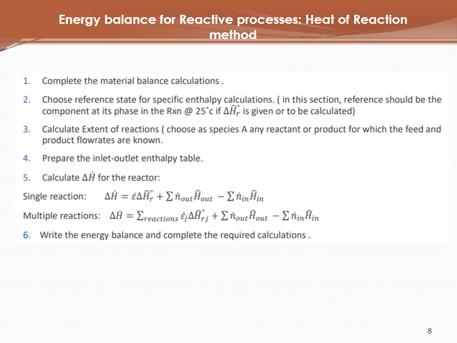Now we will do all of this for a specific problem that has a single reaction. Remember, the heat of reaction method is ideal for single reactions. If you have multiple reactions, I would suggest you use the heat of formation method that will be taught in future classes. After you calculate the change in enthalpy, you can perform the energy balance and complete the required calculations. So this is the general overall procedure. We can see all of these procedures in an example in the coming slides.